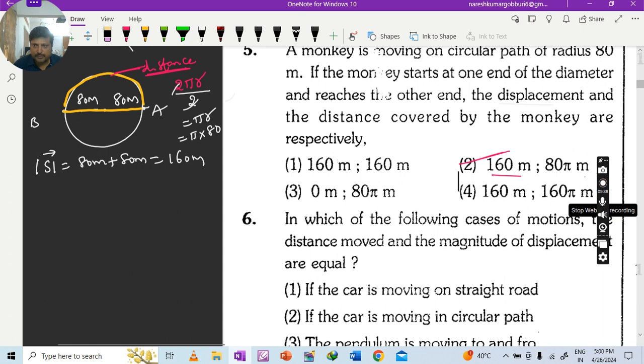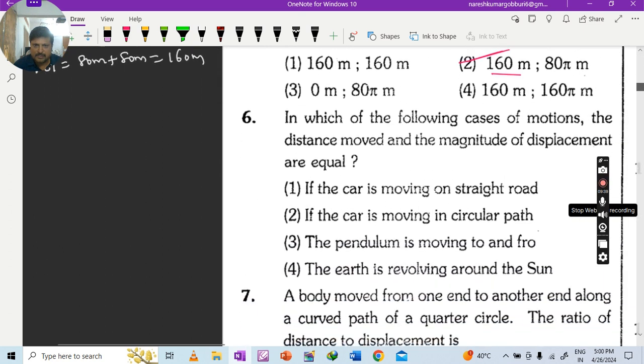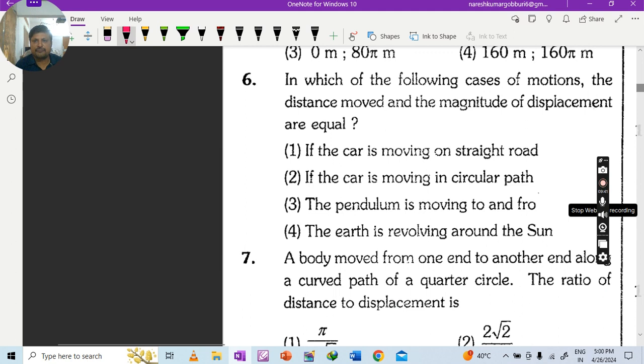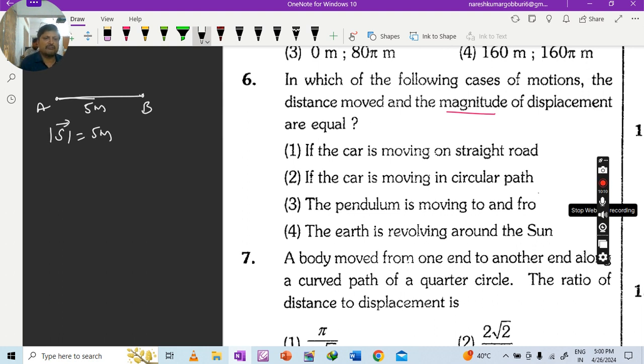Next question. Here the sixth question. In which of the following cases of motion are the distance moved and the magnitude of displacement equal? It is possible when a body moves along a straight line. For example, if a body moves from A to B, the distance is 5 meter. Then the magnitude of displacement is also 5 meter.